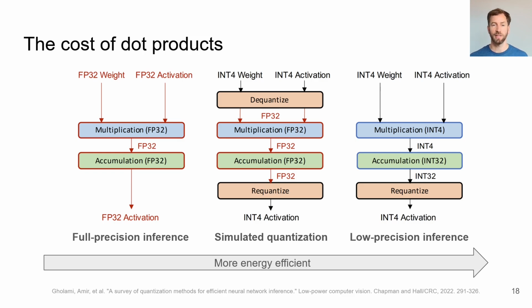Low precision inference, like shown on the right-hand side, is the most energy efficient way. Here, weights and activations are stored in low precision. Now, the multiplication is also performed in low precision, while accumulation stays in high precision. This is because the partial sum of dot products has potentially many terms. The result is again requantized back to a low precision data type to be stored in memory. This approach is especially energy efficient if the hardware system natively supports low precision multiplication.